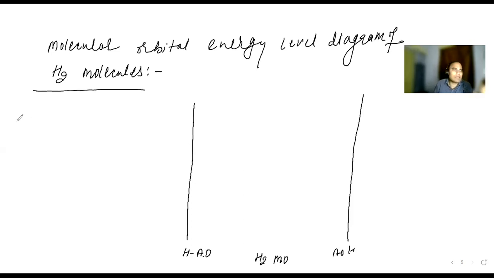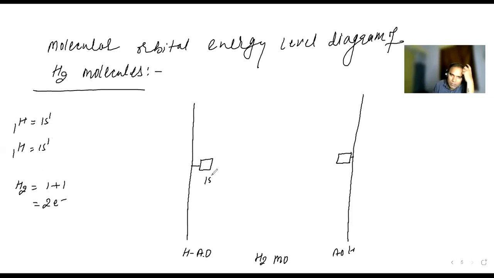Now, the atomic number of hydrogen is 1, and the configuration is 1s1. Another hydrogen is there, that is again 1s1. If you are talking about the H2 molecule, the total electron count is 1 plus 1, so this is going to be 2 electrons. Here is 1 electron, and here is again 1 electron.